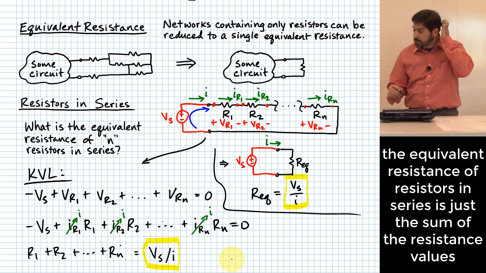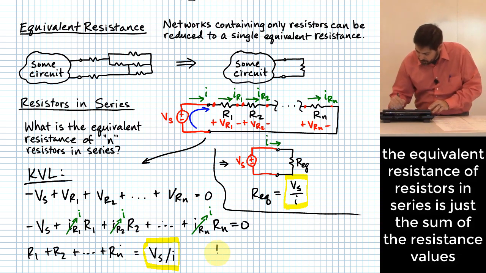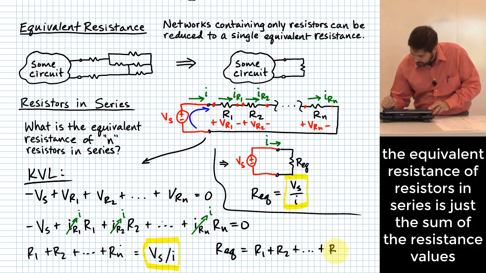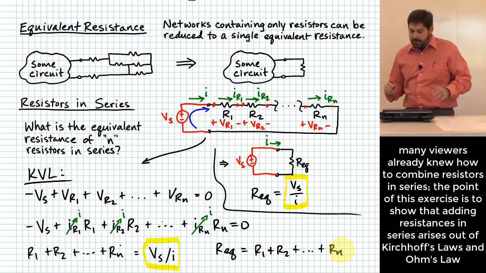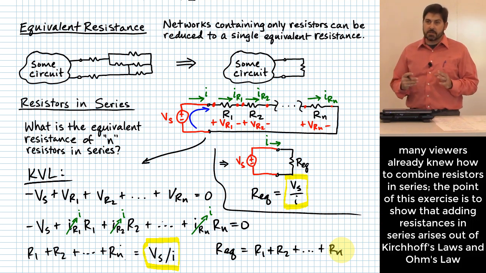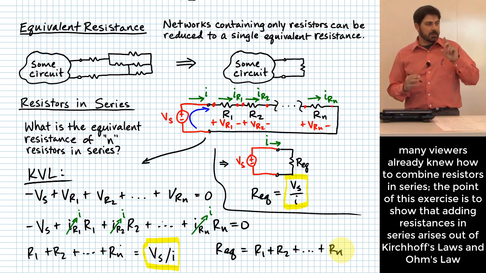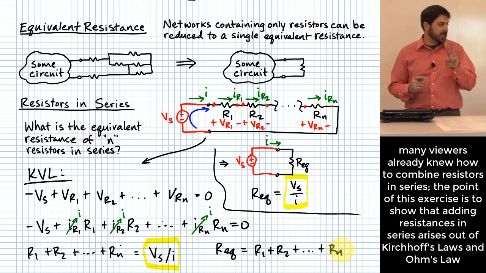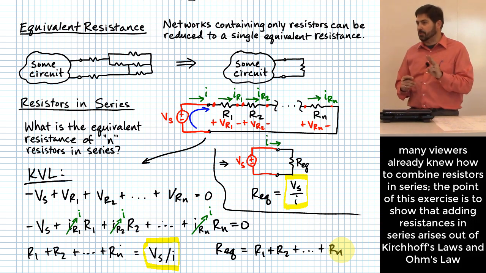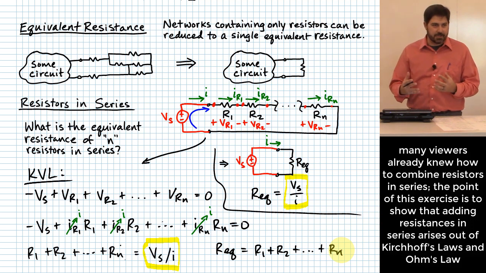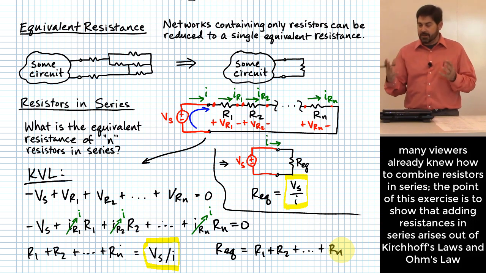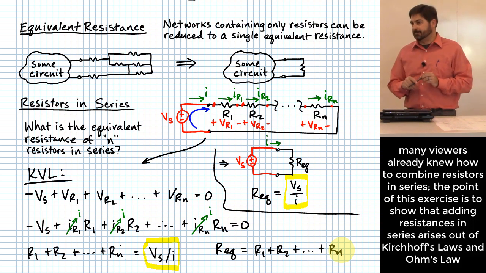Now, I would assume that most of you knew that already: R1 plus R2 plus ... plus Rn. One of the points of doing it this way is to show you that it really arises out of a combination of Ohm's law and one of Kirchhoff's laws. That's where the concept of equivalent resistance for a series circuit, where you just add them all together, comes from: Kirchhoff's law.